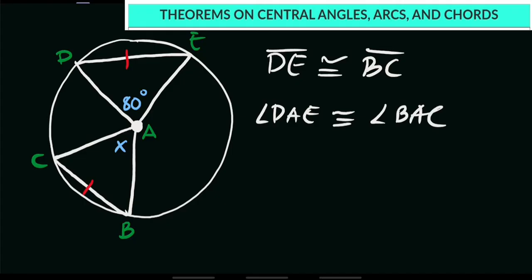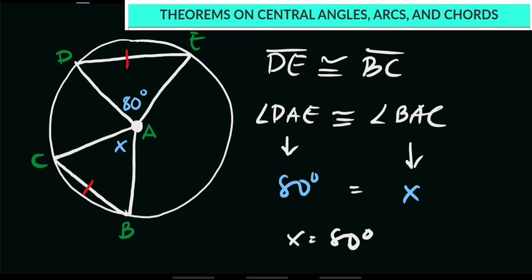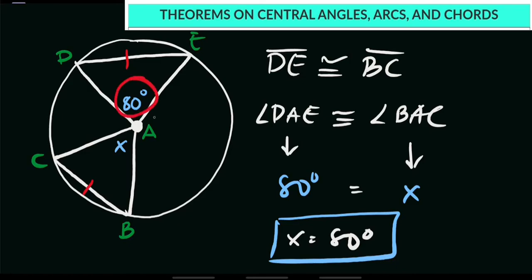According to our figure, DAE is equal to 80, and the value of BAC is equal to x. That means we just equate those values. Therefore, the value of x is simply equal to 80 degrees. That is our answer. Obviously, if we have 80 degrees for this given angle, automatically x is equal to 80 degrees. So that is our question number 2.